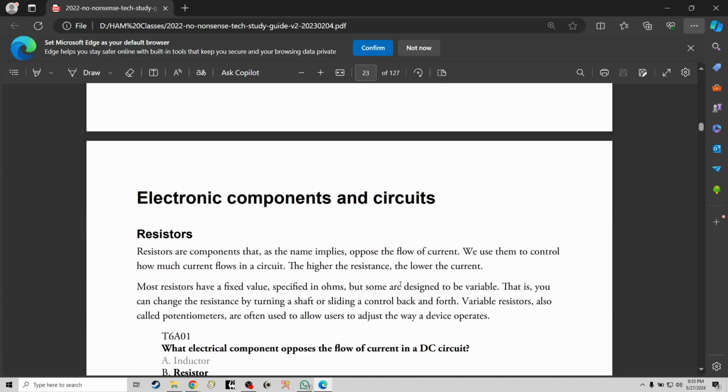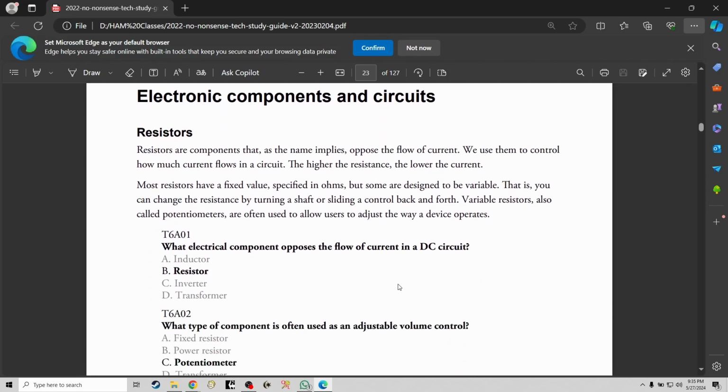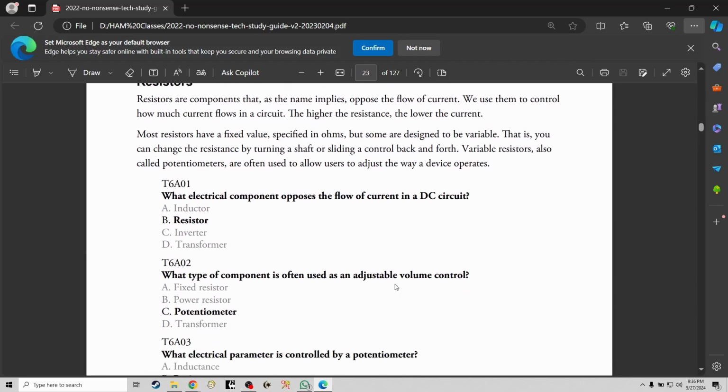So, electronic components and circuits. We're talking about resistors in the first section here. What electrical component opposes the flow of current in a DC circuit?